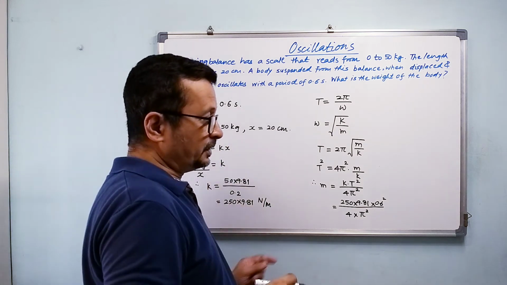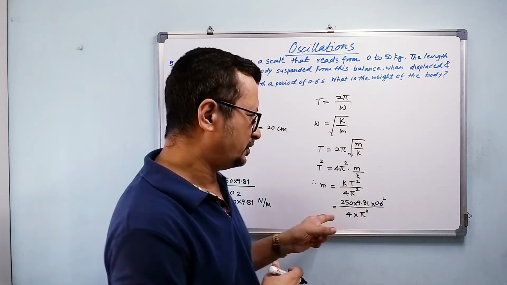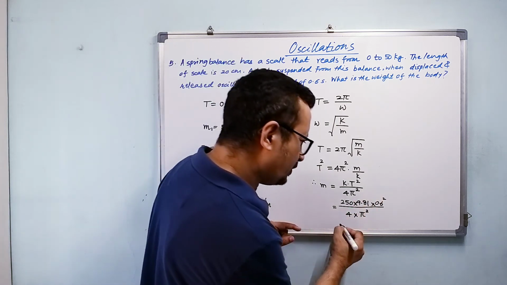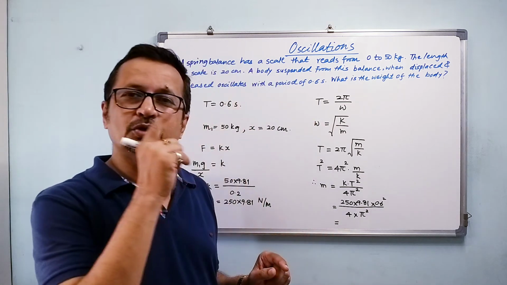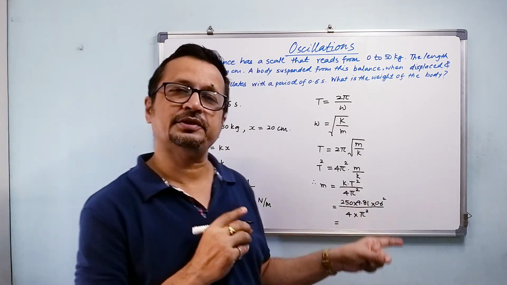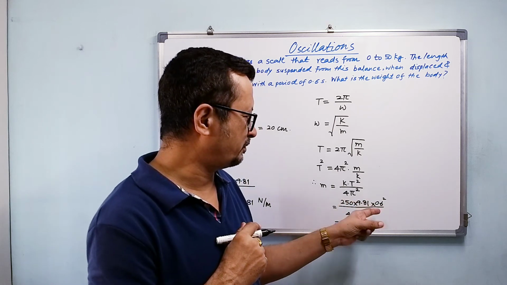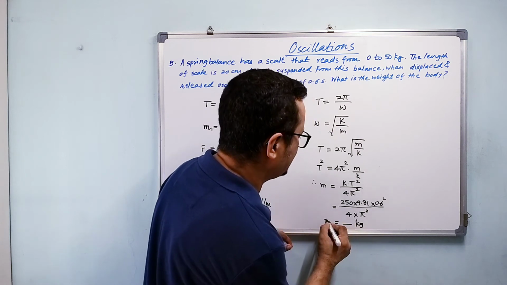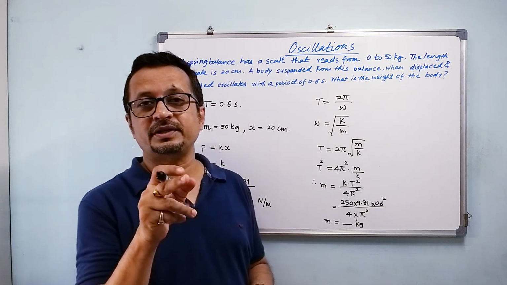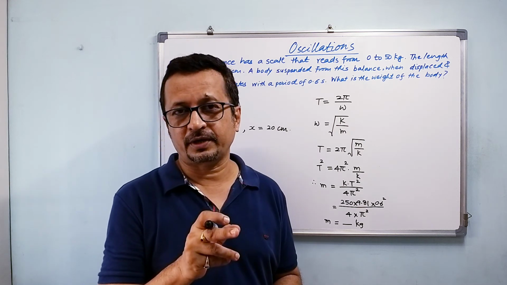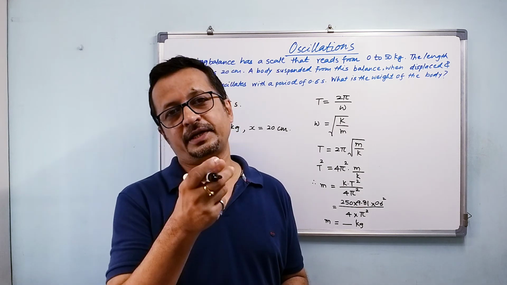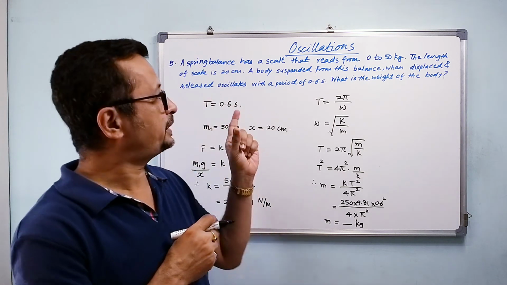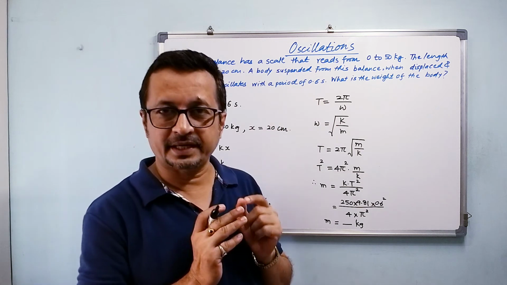And then after I substitute here, 250 into 9.81, nothing wrong in that, I'll be doing the calculations only once. So now with your calculator you can find the value of this mass, and it will be so many kilograms. So that is the mass to be suspended from the spring balance, which when slightly pulled and released will perform simple harmonic motion, oscillating with a period of 0.6 seconds, right?